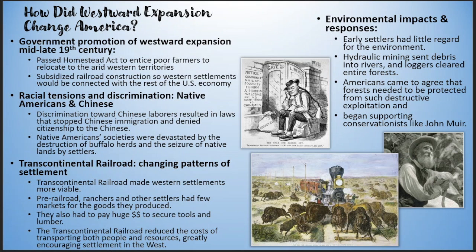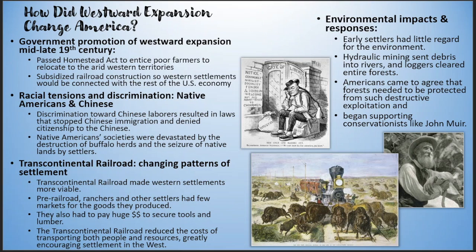So how did westward expansion change America? So westward expansion happened over the course of several decades, and it resulted in Americans establishing communities from the Atlantic to the Pacific. And the U.S. government promoted westward expansion during the mid-to-late 19th century by passing the Homestead Act again to entice farmers to come and relocate to these arid, not very fertile, western territories.